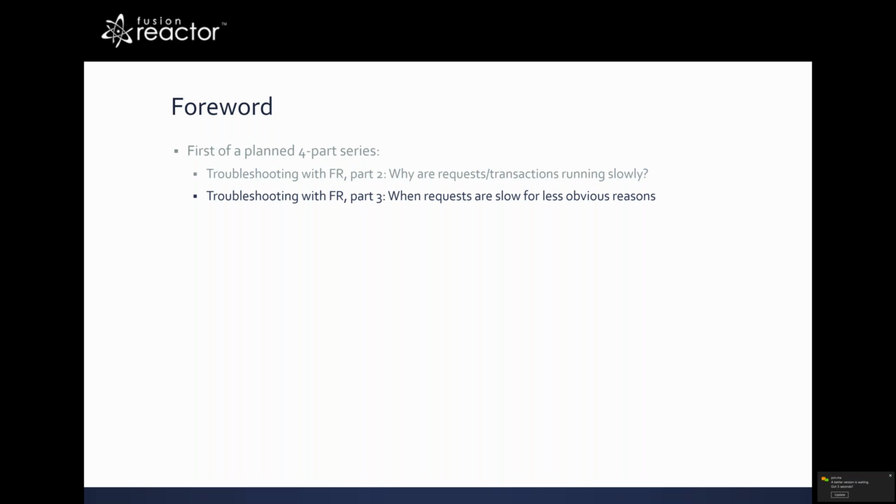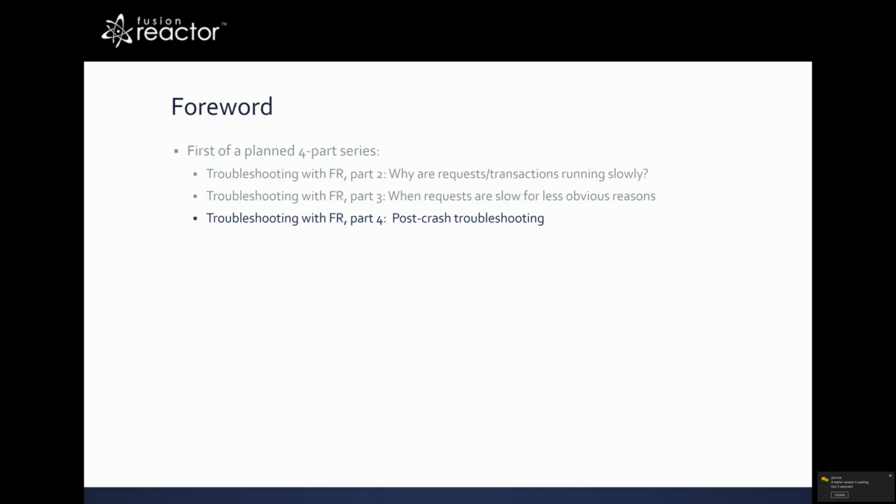And then sometimes the reason is for less obvious reasons. It's not going to be apparent as it would be with many problems. So part 3 will dig into some ways that FusionReactor lets you go even further in understanding why a request is slow when it's not obvious from the first set of features that are readily available.